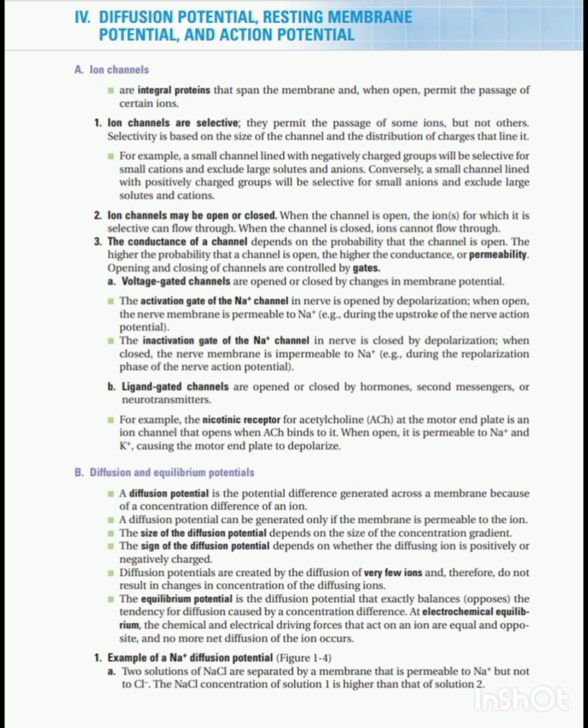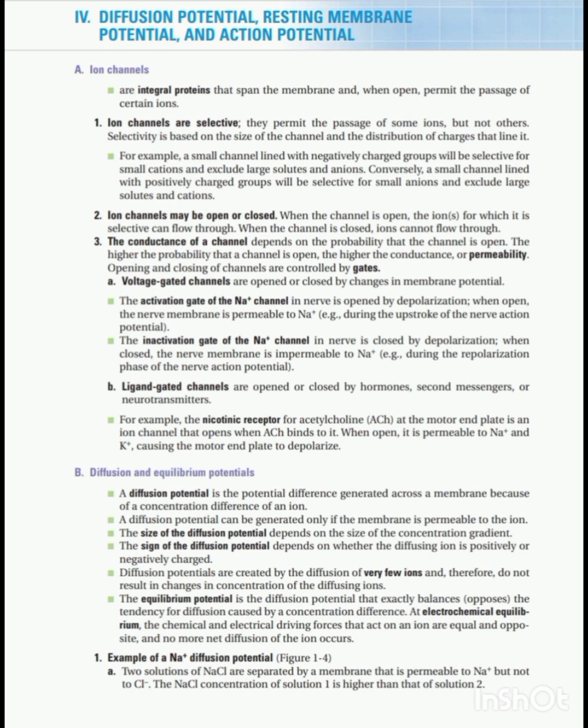The opening and closing of channels is controlled by gates. I have discussed in my previous video that channels are either voltage gated or ligand gated. Voltage gated means that the channel will open whenever there is a change in the membrane potential. The ligand gated channels are opened or closed by certain chemicals like hormones, second messengers, or neurotransmitters. When they bind with the receptors, this causes the opening of certain channels, and this will allow the chemicals to flow through to the inside of the membrane. Whatever the mechanism, we will discuss it.